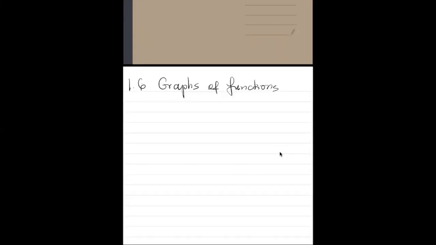1.6, graphs of functions. We'll start with an example: graph f of x equals x squared minus 6. If we don't know how to graph a function, we can always make a table, and we select values for x that are easy to compute. Let's start with 0, which will give me -6, 1 will be -5, and negative values as well.